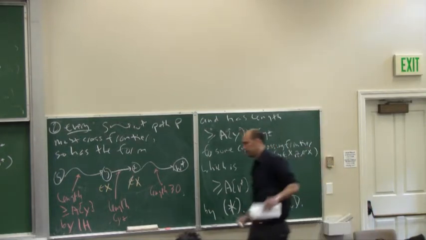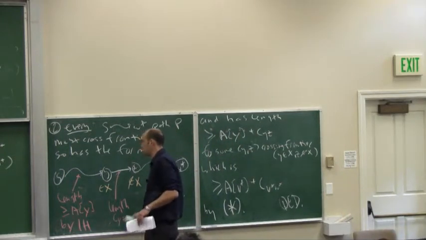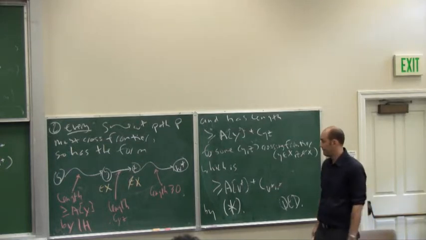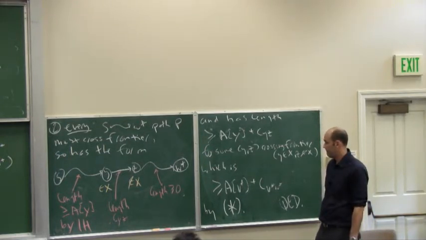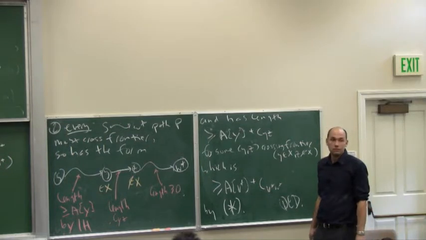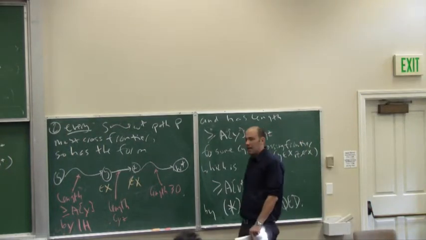Question? Why do you have to say that it is greater than or equal to A of Y? Can't you just say it is equal to D of Y? Yeah, maybe it's using an even worse path. Who knows? So you don't necessarily. I mean, I take your point.